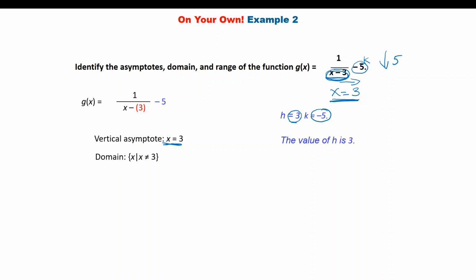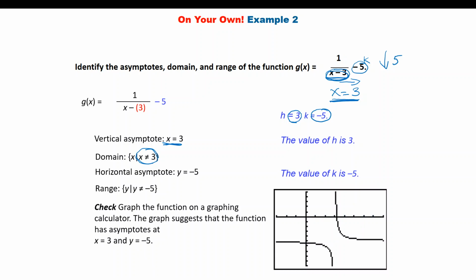All right, next we need to talk about the domain. And if x equals 3 and it's an asymptote, that means that the graph is never going to reach 3. So when x equals 3, we're just going to have an asymptote, but everything else, the domain is all the x's except x equals 3. All right, next we look at our value for k, which is -5, and so that tells us we have a horizontal asymptote at y equals -5. And our range then is going to be y such that y cannot be -5. It'll be everything else, just not -5.